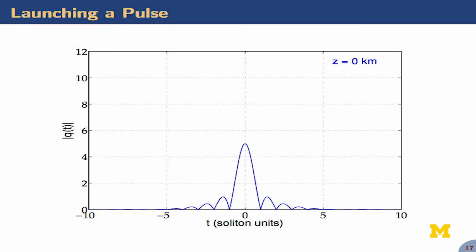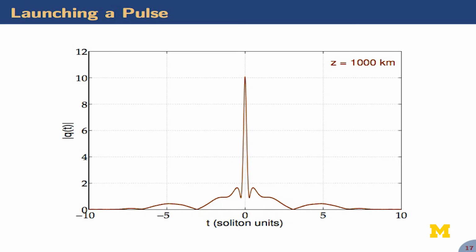So let's launch a pulse. This looks like something like a sinc function or maybe a raised cosine. I'm measuring time in these so-called soliton units, and I'll say more about that later, but it's some arbitrary time axis over here. And this is the magnitude of Q. Now, this is at 0 kilometers. And then after 200 kilometers and 500 and 1,000, things get kind of weird looking.